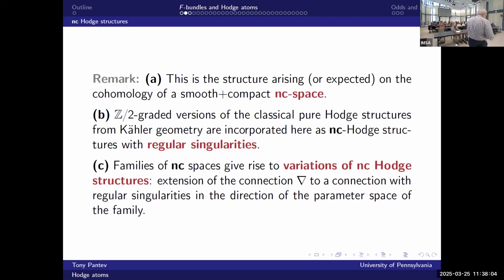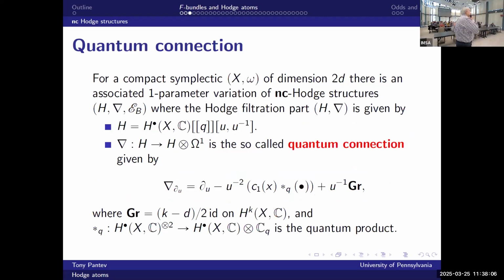And so here is the most important example for this talk. If you have a compact symplectic manifold of dimension 2D, then you get a one parameter variation of non-commutative core structures on its homology. So the vector bundle is just a trivial vector bundle with fiber the homology of the space, built as a Z2 graded vector space. Yeah, so it's a one parameter variation.